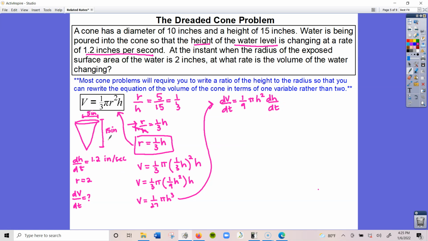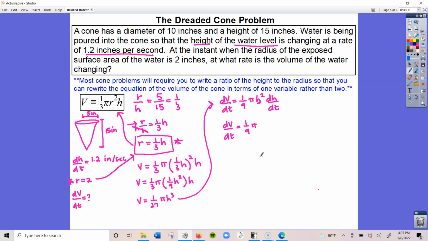At this point, I'm going to start plugging in everything that I got. dV/dt is what I'm looking for, so I'm going to keep that. It is going to equal 1/9 pi. And now here I'm missing h. I don't know what h is. But here's the good thing. Even though I don't know what h is, I do have this ratio and I was given the radius. So if my radius is 2, I can plug it in here and use it to solve for h. So let's do that.